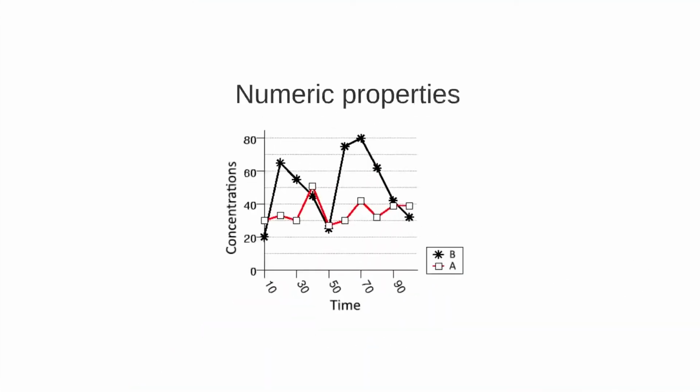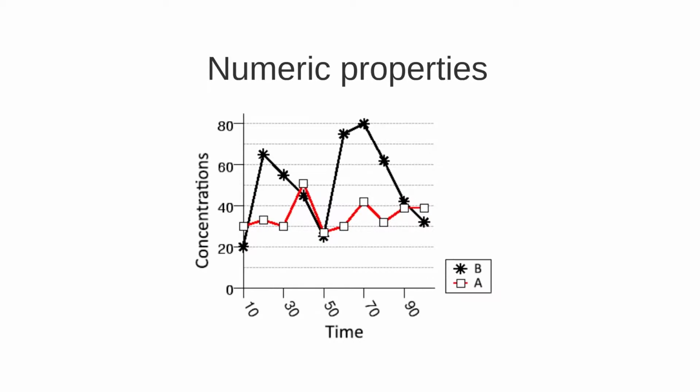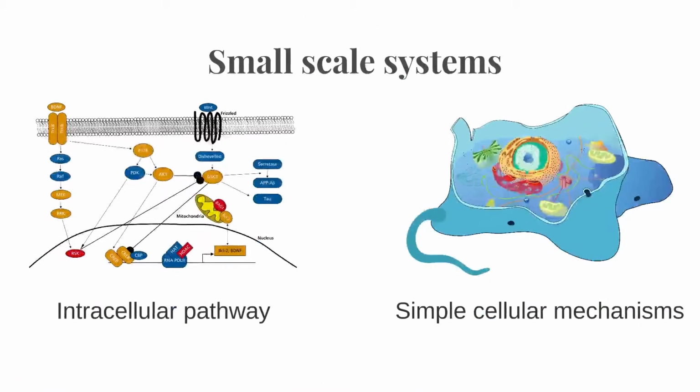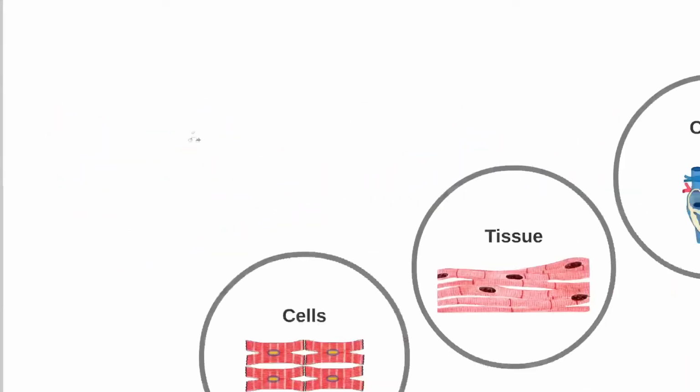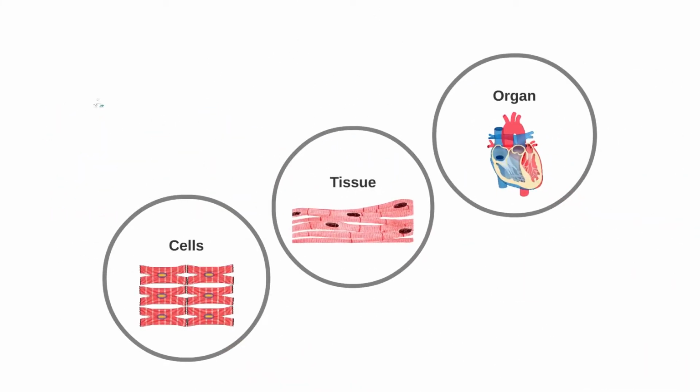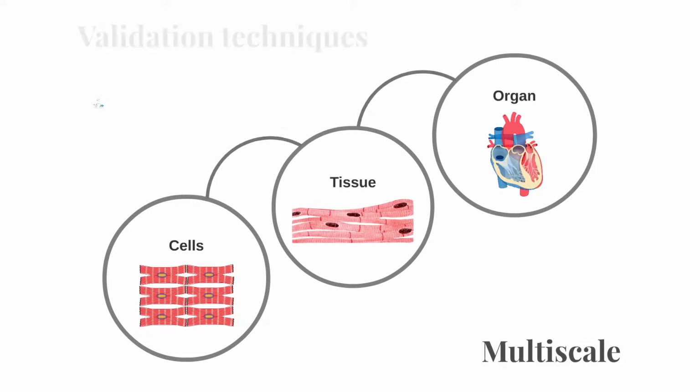Traditional model validation approaches capture the evolution over time of numeric properties such as concentrations. They are appropriate for small-scale systems such as intracellular pathways or simple cellular mechanisms. For solving complex problems, we need to scale up and design models beyond the single cell, which cover multiple scales. My PhD project aims to develop validation techniques for such multi-scale models.